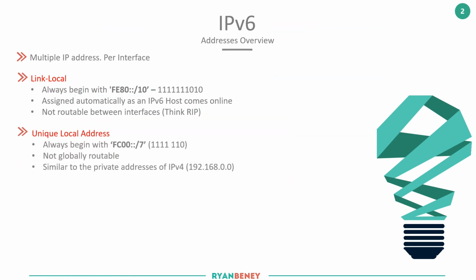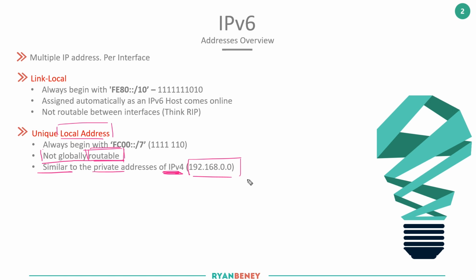Now, along with link local, we have something called a unique local address. Now again, unique local addresses are not globally routable. However, notice it is routable, just not globally, meaning we can't put it onto the internet, but we can route it inside our private environment. So this is very similar to what we've learned in IPv4 regarding our private IP space.